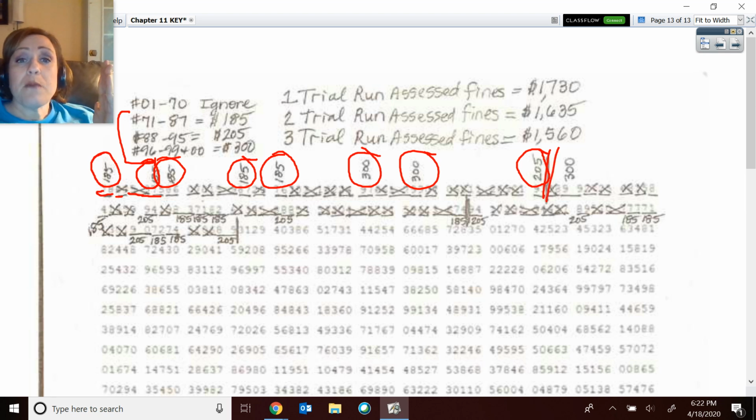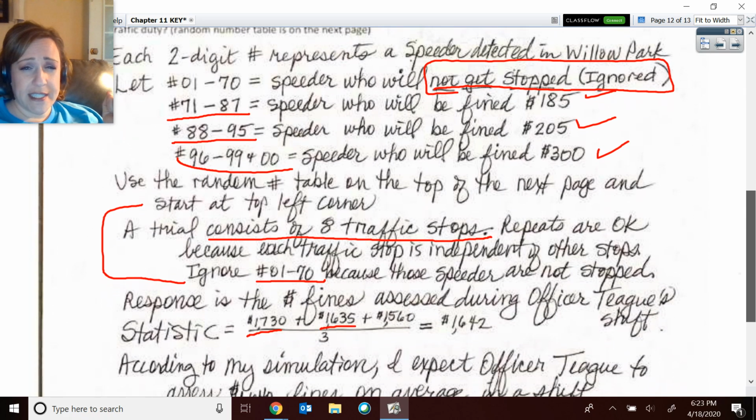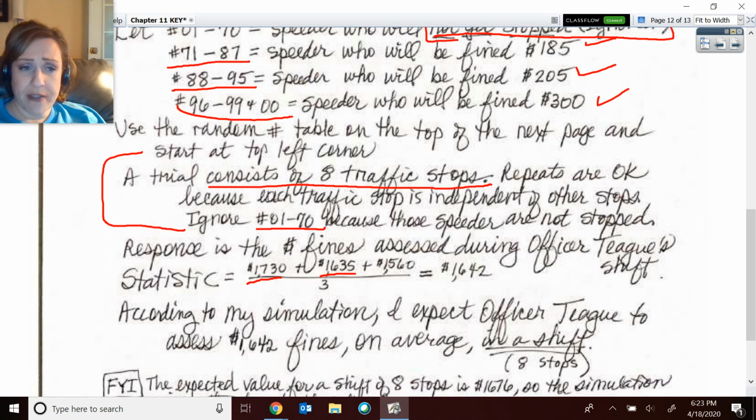Okay, so a trial consists of detecting 8 speeders and then stopping. And then I'm marking. So my response is the sum that was achieved from those 8 fined cars. Okay? And so I wrote that sum down here. So let's look at how I worded that. A trial consists of those 8 traffic stops, and that response is the fines assessed during those 8 during that entire 8-car shift.